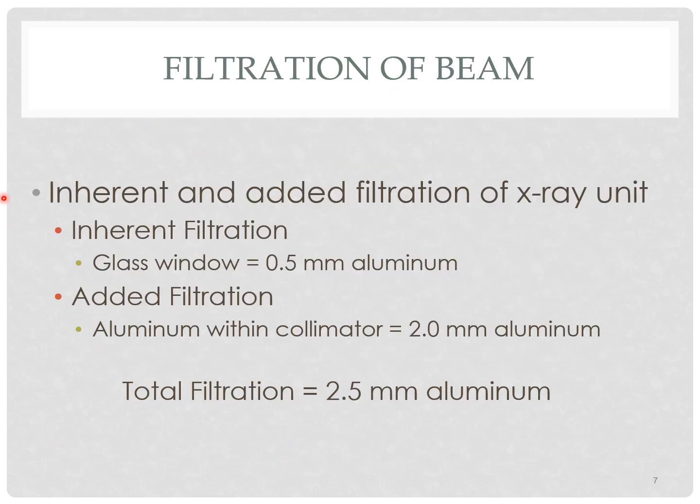Filtration of the beam. Inherent and added filtration of the X-ray unit. Inherent filtration is the glass window, 0.5 millimeters of aluminum, and yes, they will ask you these kinds of things on the registry. Added filtration is aluminum within the collimator, 2 millimeters of aluminum. Total filtration, 2 millimeters of aluminum.